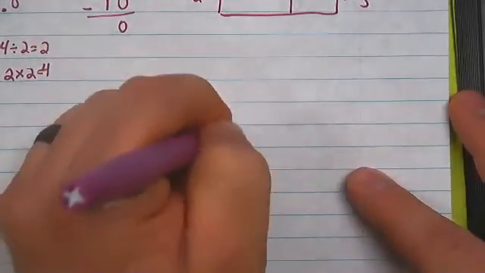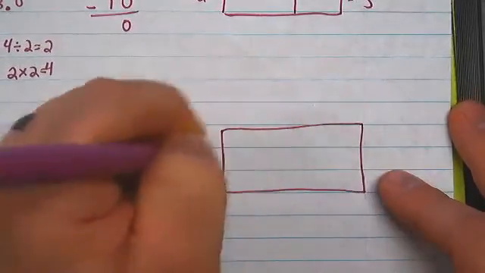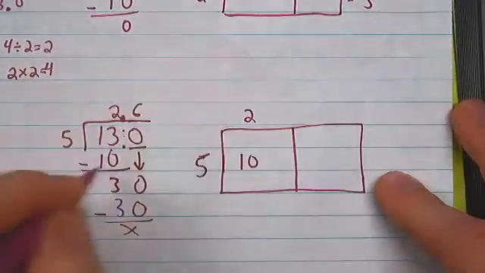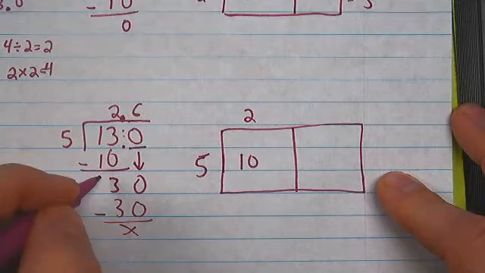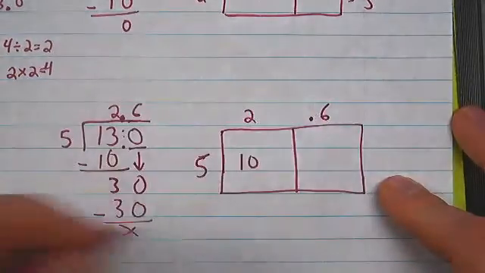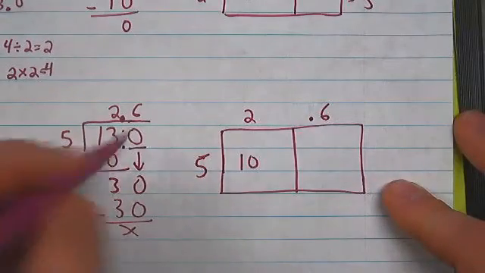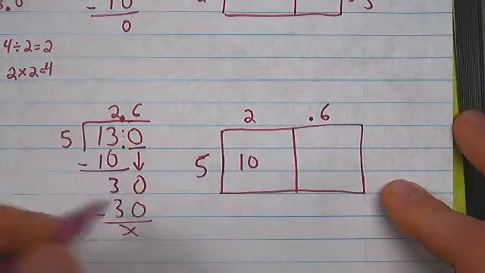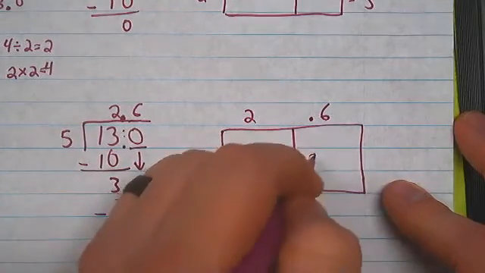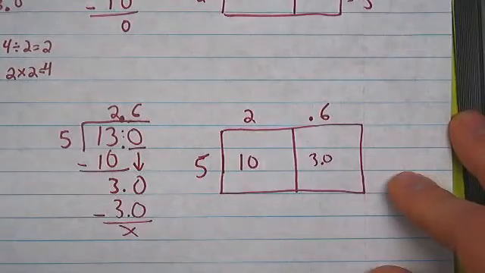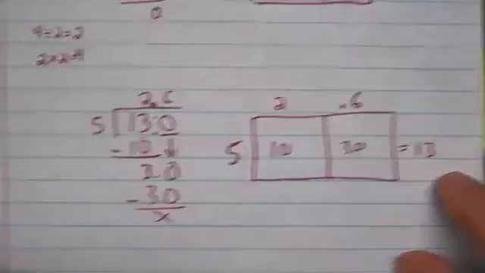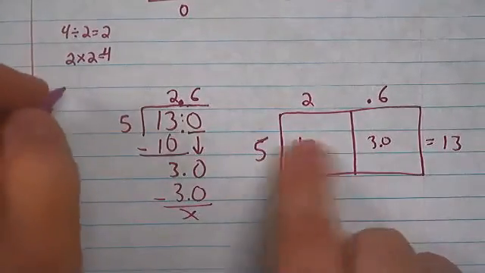Okay, so now we can use this almost as a check method. I said 5 times 2 is 10, and then I had 3 left over. And so what I did is I said, well, 5 times 6/10 will get me 3 wholes. So 5 times 6/10, well, 5 times 6 is 30 with 1 decimal point, so 3. And so 10 plus 3 is 13. So you can use it almost as a check method at the end.